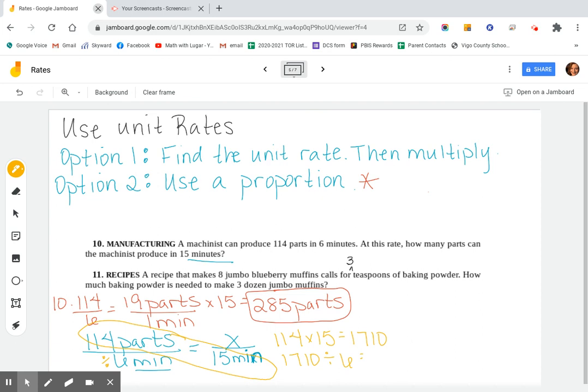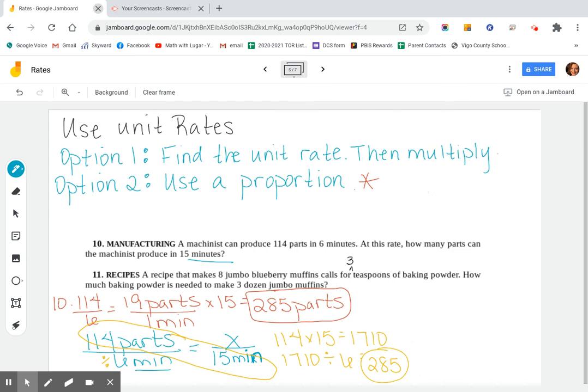1710 divided by 6 will also give me that same answer of 285. I know that second method seemed longer, but this next example will show you why I like it a little bit better. So on this one, I'm actually going to start with the proportions. Here, I'll switch to blue so that I'm consistent.